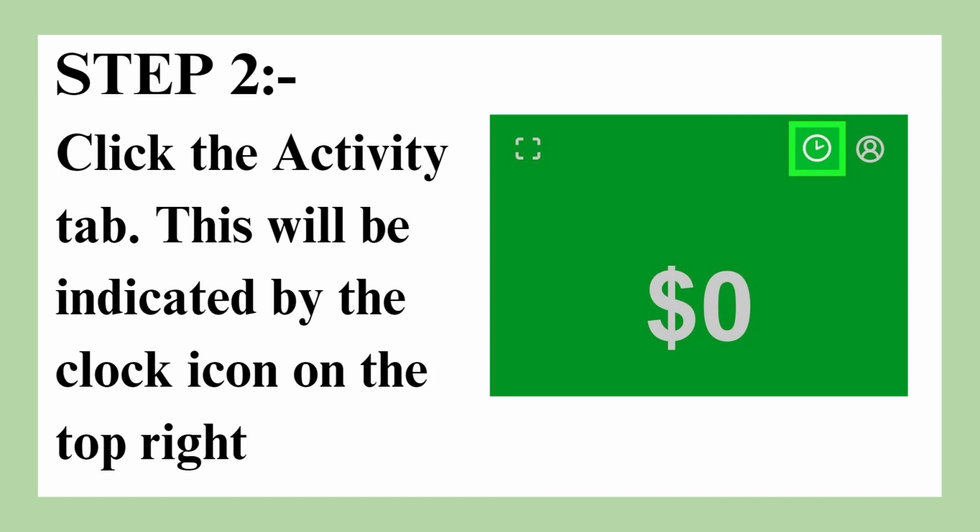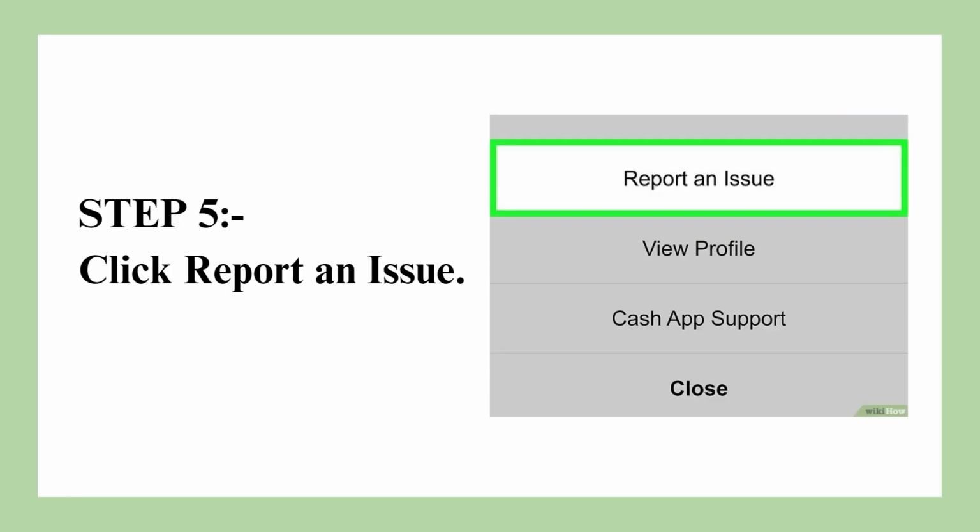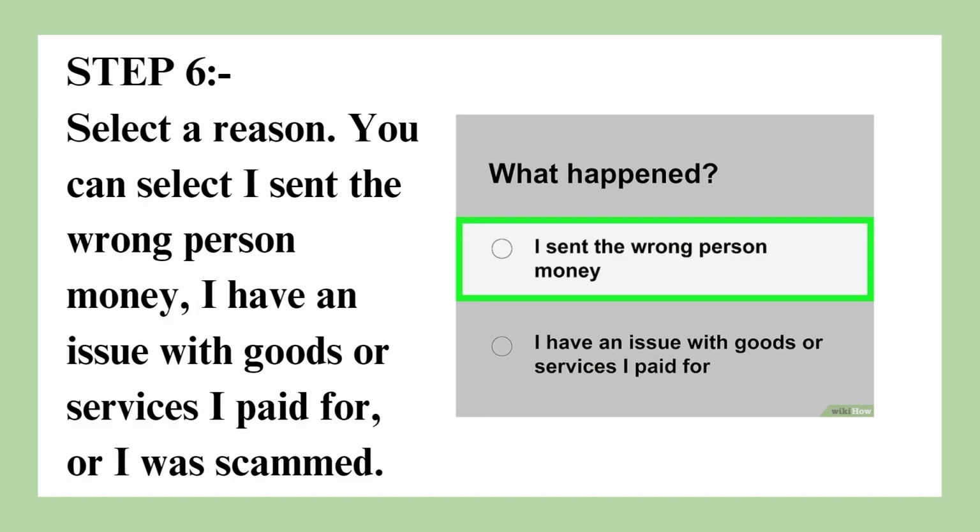This will pull up a new window with more information. Click 3 horizontal dots. This will open the options regarding the payment. Then, click on Report an Issue. After that, select the reason.